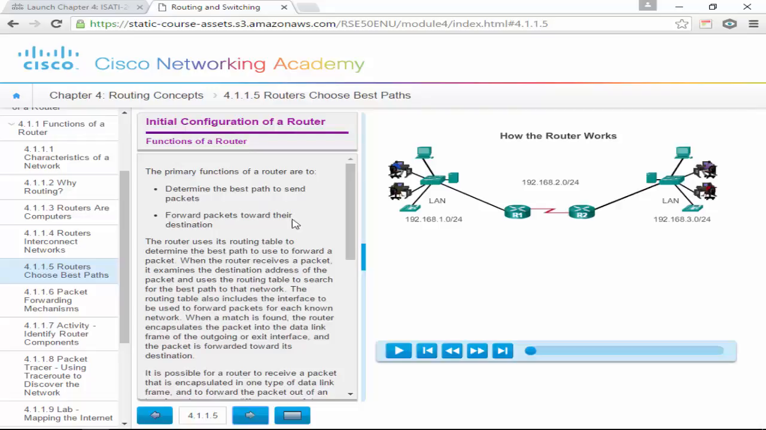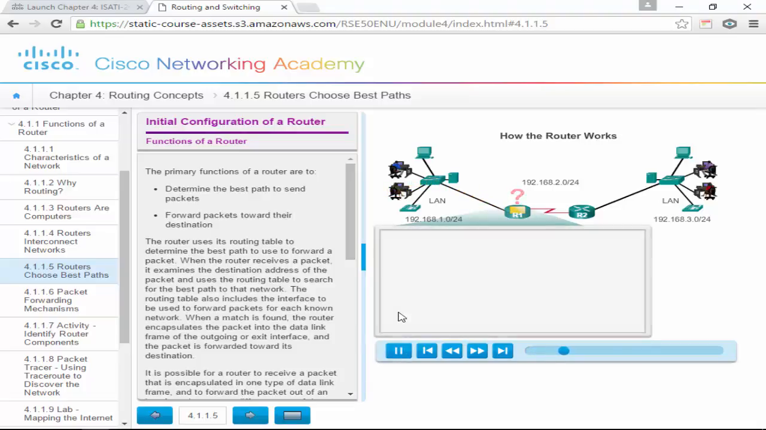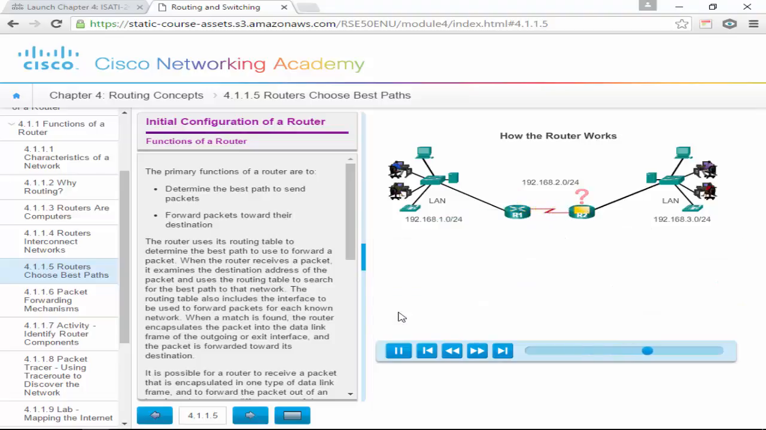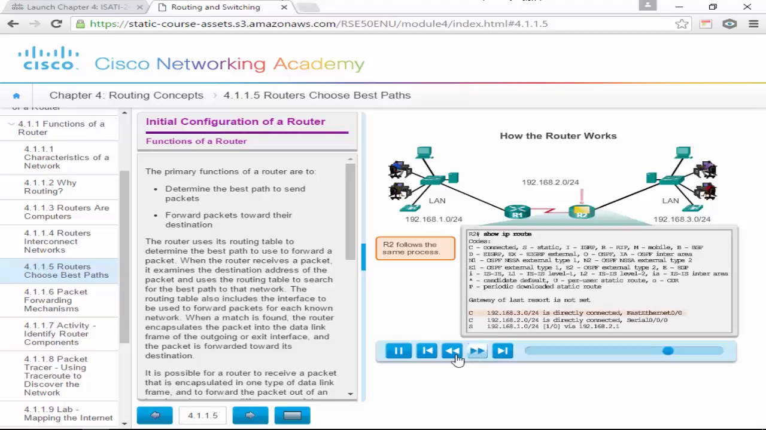So routers choose the best path, and so they determine the best path to send the packets and forward packets towards their destination. Why packets, not frames? Remember, switches forward frames. Routers forward packets. They're a layer 3 device, just like a computer. And plus the packet is a layer 3 topology. And so they're looking for a destination. Basically, a router is saying, hey, I'm looking at this packet, where is the destination address, and do I know it? If I know it, send it there. Otherwise, send it into the bit bucket or the garbage.